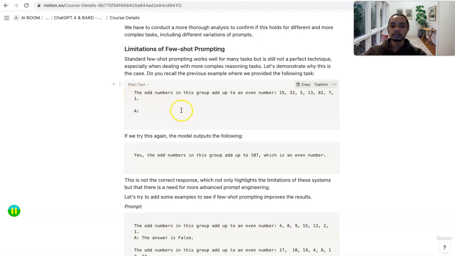So remember this example that we went through where we said the odd numbers in this group add up to an even number, when we were discussing reasoning in the initial section on prompting. So we said 15, 32, 5, 13, 82, 7, 1. If we try this again, the model outputs the following. Yes, the odd numbers in this group add up to 107. So it's a slightly different example than the one that we have worked with. Let's work with it together while we read the document and go through it.